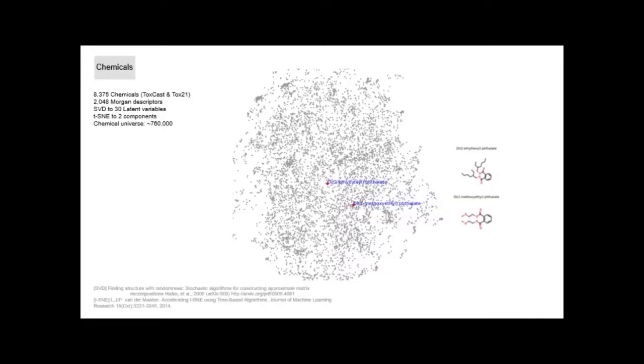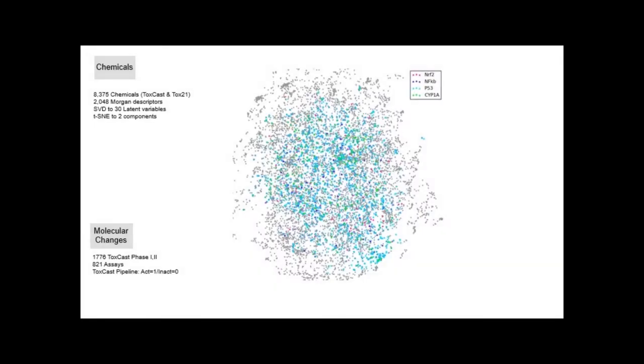You have phthalates that are structurally reasonably similar, but when you actually look at them, they're reasonably close, but they're not sitting right on top of each other because of the chemical structure descriptors that they share with other chemicals. If you look at the bioactivities that these chemicals cause, here is a small slice of data for NRF2 activation, NF-kappa-B activation, P53 activation, and CYP1A activation, 1A1 and 1A2, from ToxCast. And you'll see that these activities are spread around the entire space. There's no real simple pattern that emerges in terms of the chemicals and how they relate to these activities.